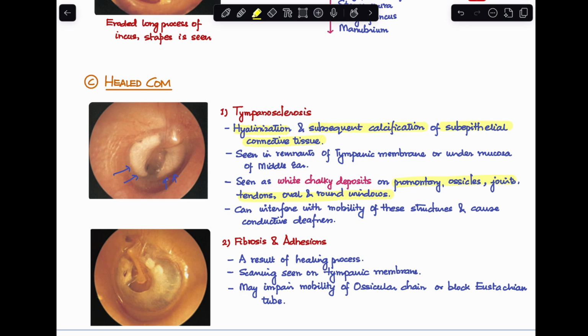The other one is the presence of fibrosis and adhesions. This is also a result of the healing process. Here you basically see scarring on the tympanic membrane, and if this involves anywhere near the ossicular chain, it can actually impair its mobility as well, or even cause blockage of the eustachian tube. You can see in the image over here that the healing has happened by scarring of the tissue. This does not look like a normal tympanic membrane at all. These are all the pathological changes of the mucosal type.